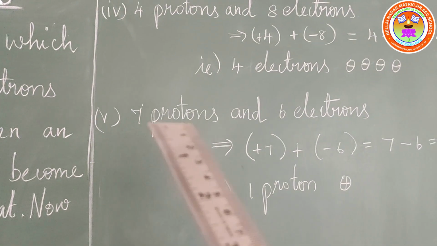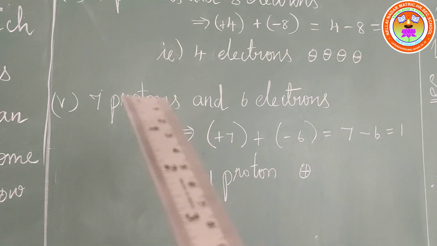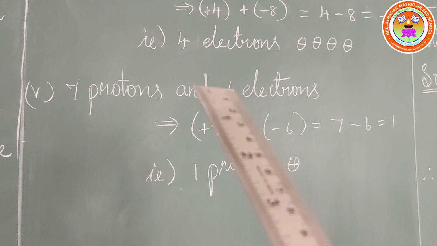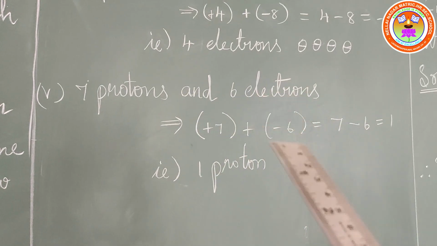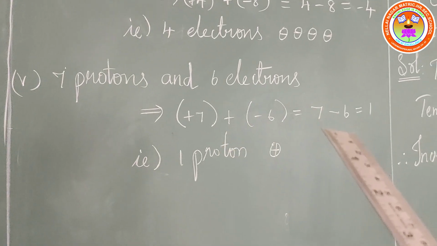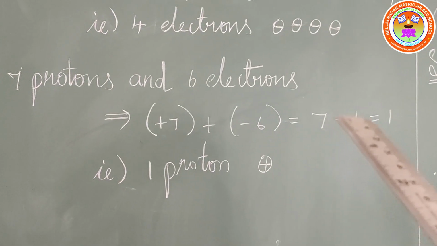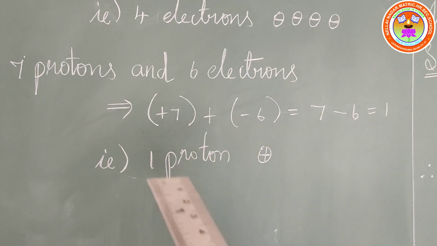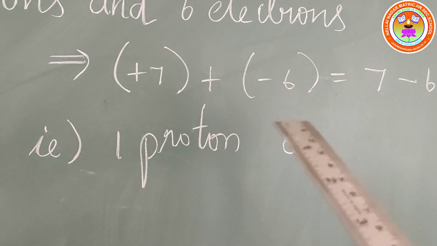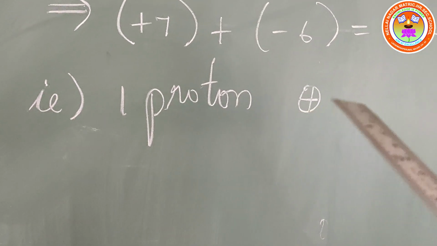Next sum, 7 protons and 6 electrons. So there are 7 protons. That means I have to write plus 7. Instead of and, what I have to do? Plus, and 6 electrons represents minus 6. So 7 plus of minus becomes minus, that is 7 minus 6. Subtracting 7 minus 6, what is it? It is 1. So there is only 1 proton. So a proton is represented like a plus symbol inside the circle. The circle represents an atom and the plus implies that it is a proton.